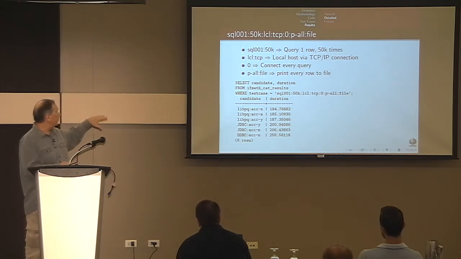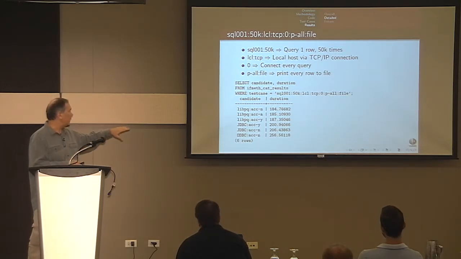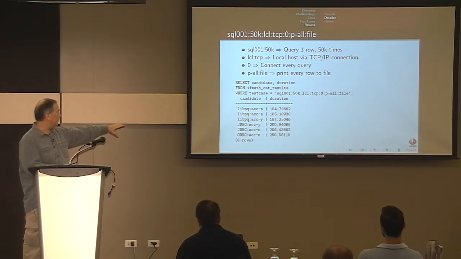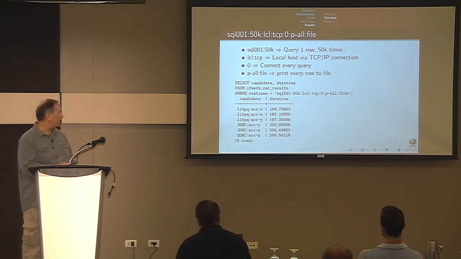So now we're going to switch and we're going to do TCP and connecting every time. So we're back up to, now in this case, almost 200 seconds. libpq, again, normal interface wins at 184 seconds. The alternate interface, 185 seconds. The copy interface, 187 seconds.